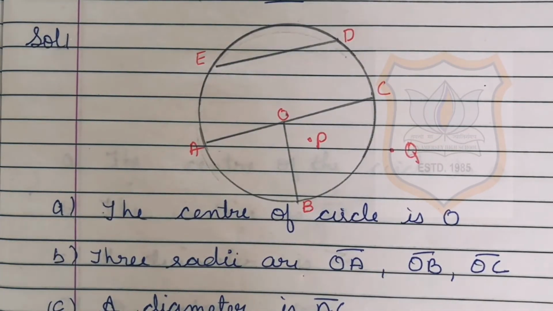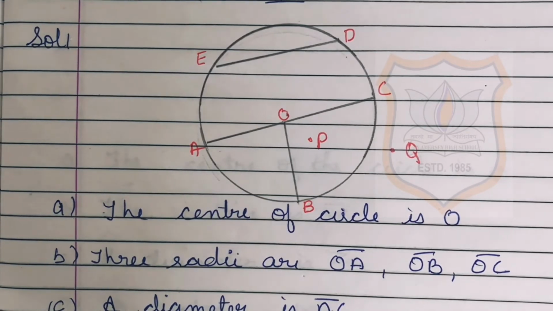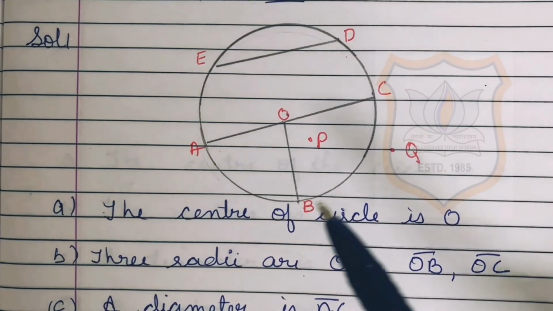B, we have to find out 3 radii. Radii means radius. In singular we will write it as radius, and in plural form we will write it as radii. Now the 3 radii are radius.